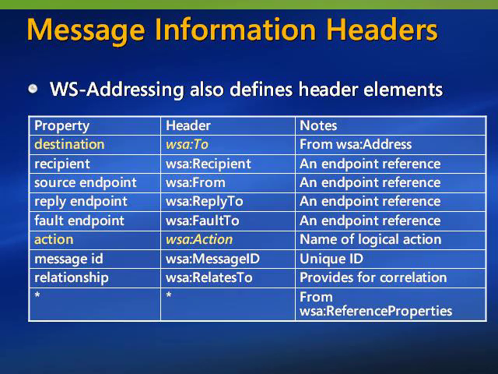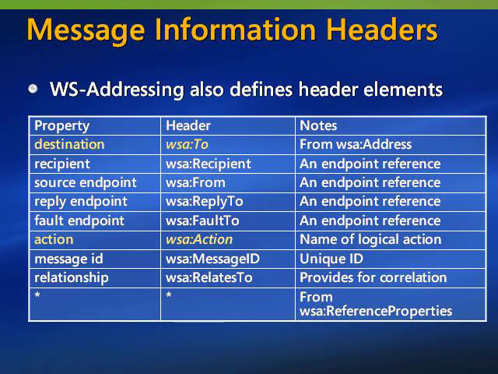So, very briefly, there's a set of rules that help me take things from an endpoint reference, the address and the reference properties, and put them in the actual routing header in a message. So the To comes from the WSA address. The reference properties all go into just the top level header of the SOAP envelope, and we'll show that in a second, the SOAP header rather.